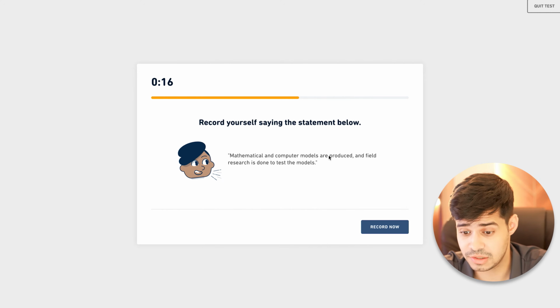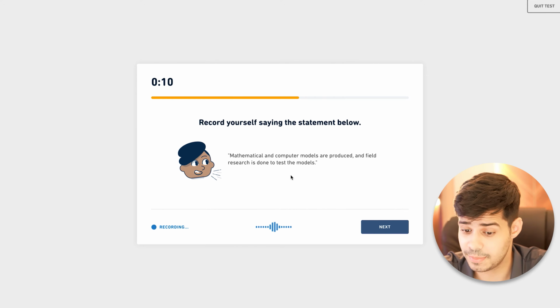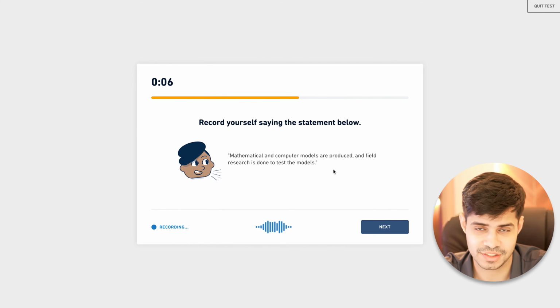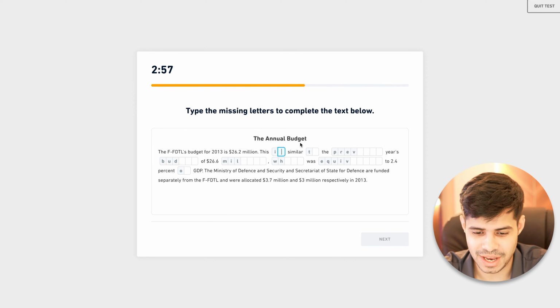Mathematical and computer models are produced, and field research is done to test the models. This time I'm going to speak it first. Mathematical and computer models are produced, and field research is done to test the models. All right, that was simple enough. Let's move on. The annual budget.